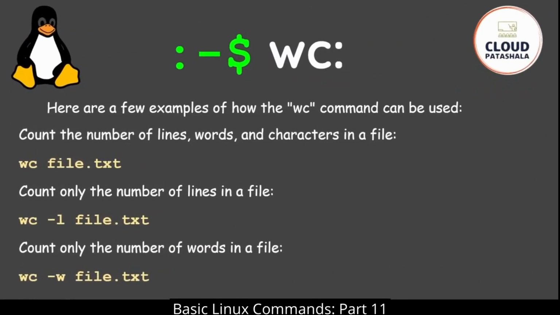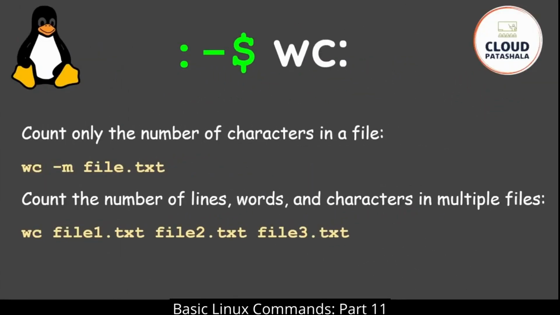Examples are, if you want to get the number of lines, words and characters, so WC and the file name would give you a list of all the things. WC -L would give you a list of all the lines that are there. WC -W would give you a list of all the words that are there in the file. If you want to count the number of characters in a file, you could use the flag -m, and if you want to get the number of lines from multiple files, you could say WC -L and then a list of all the files that we have.